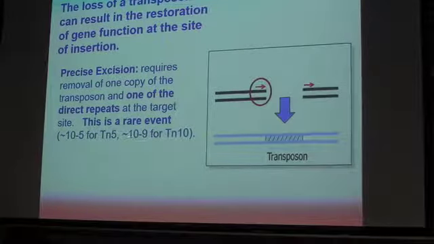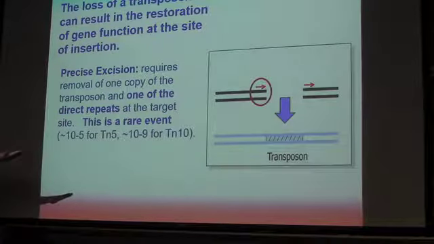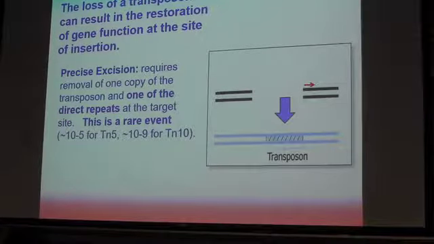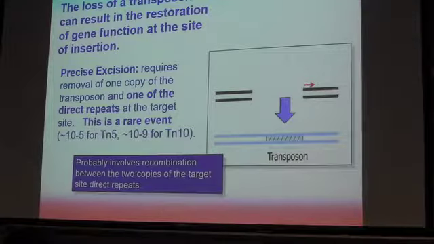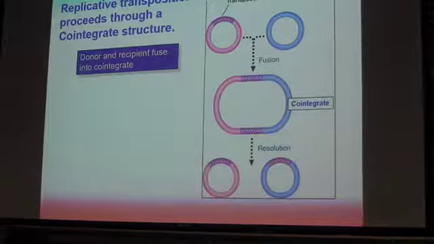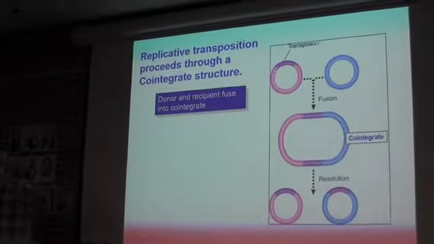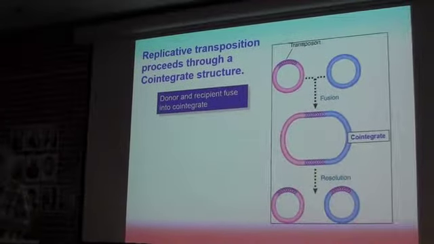Because if it does revert, it's a low event you see here. It depends on the transposon, but for Tn5, it's what, 1 in 100,000. If it's Tn10, it's 1 in a billion chance that it will heal itself when it jumps out, because it has to get rid of one of the extra copies of that little direct repeat caused by the original insertion event. That's not very likely, but it does happen. It probably involves a recombination mechanism. Okay, so that's kind of an overview of non-replicative transposition.